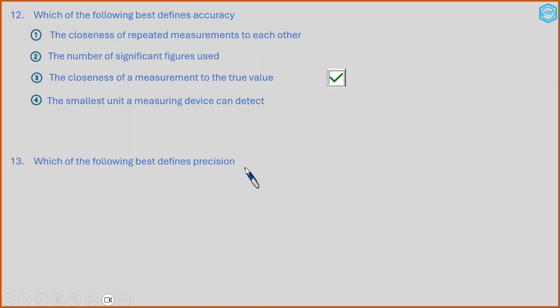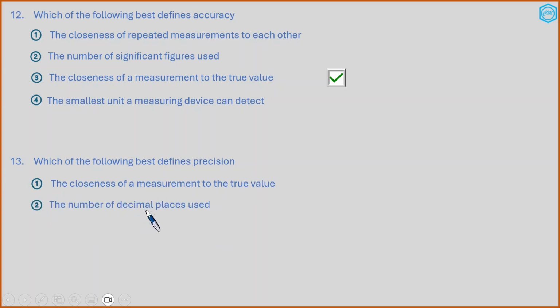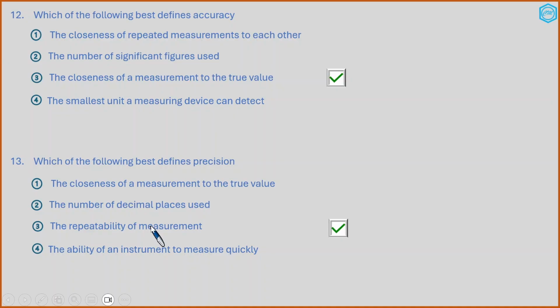Which of the following best defines precision? 1. The closeness of a measurement to the true value, 2. the number of decimal places used, 3. the repeatability of measurement, 4. the ability of an instrument to measure quickly. So precision is the repeatability of a measurement. So option 3 is the correct answer.